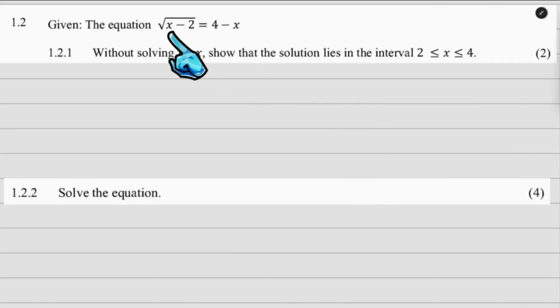Alright, we've got a classic surd equation. A surd is a root, so when I see this root I know it's a surd equation. So without solving for x, we need to show that the solution lies in between 2 and 4.